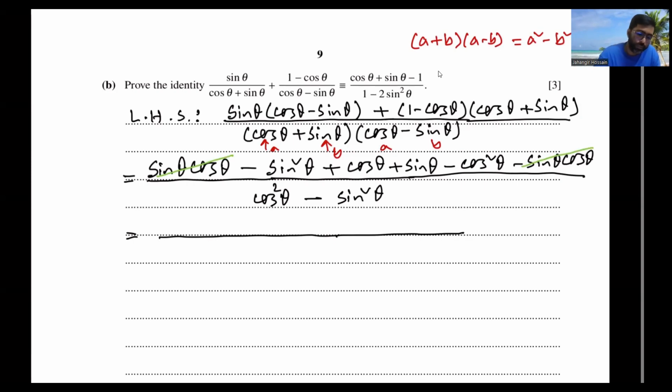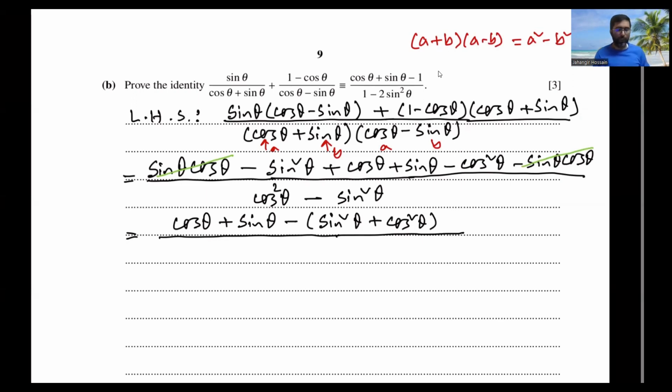And we have here cos theta plus sin theta and minus sin square plus minus cos square. If you take minus common from these two, we have sin square theta plus cos square theta. And this is another Pythagorean identity, because sin square plus cos square is equal to 1.